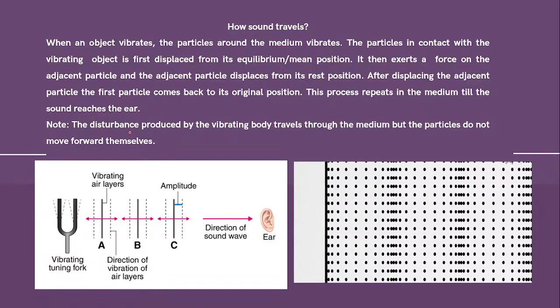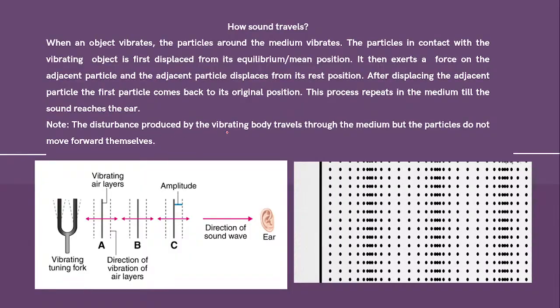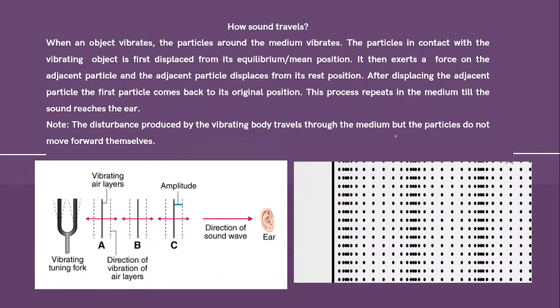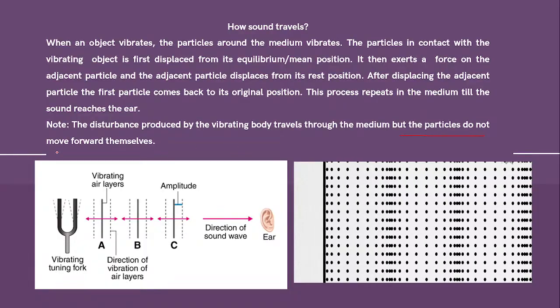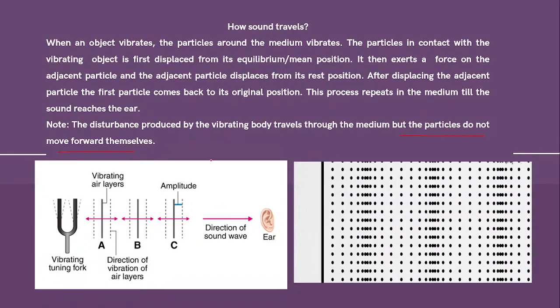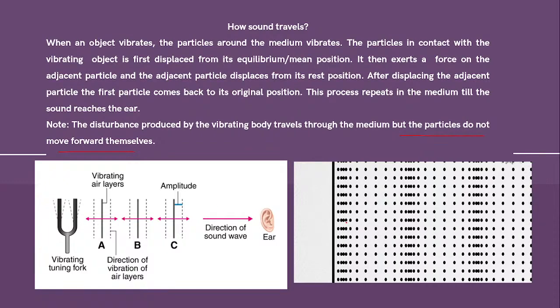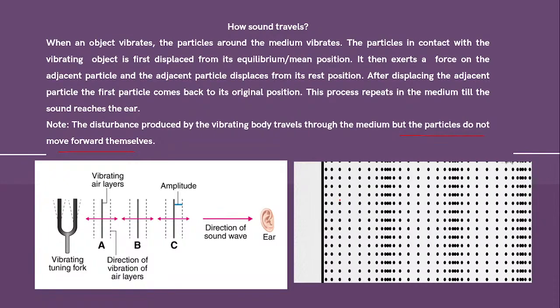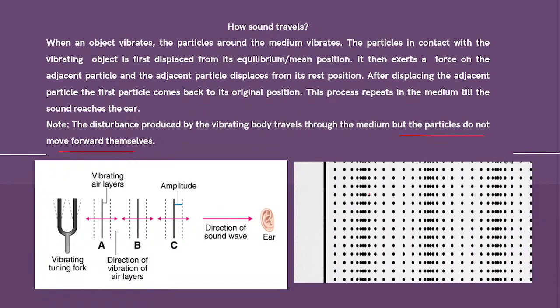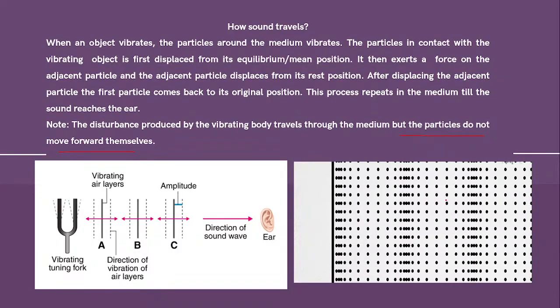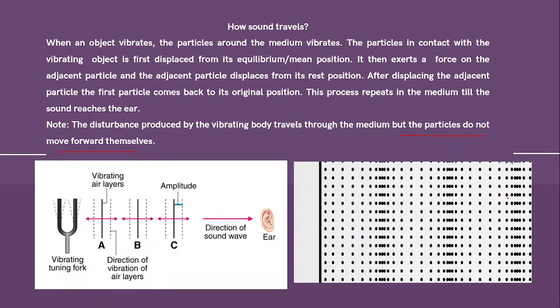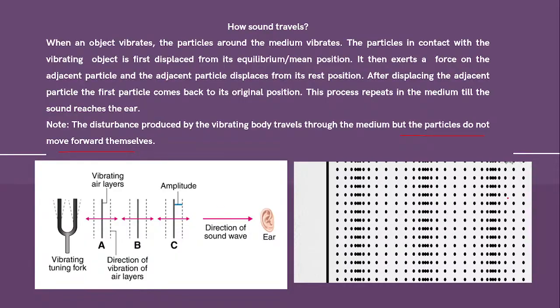Okay, so here you keep a note: the disturbance produced by the vibrating body travels through the medium, but the particles do not move forward themselves. Just what I said. If you see from the picture, I hope it is clear. So the particles are in the same place, but only the disturbance is moving, producing the vibrations and moving forward. Is it clear?